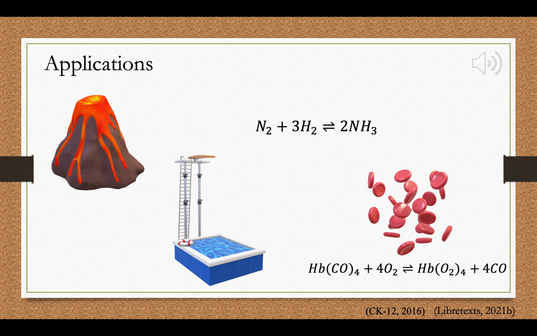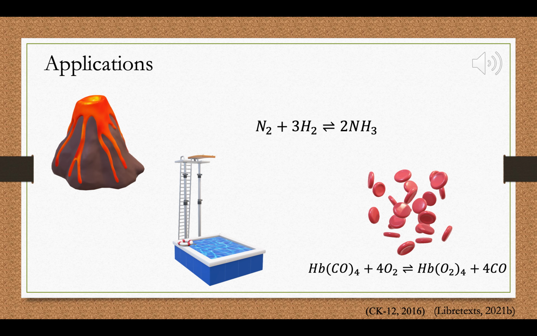Equilibrium is present in many real-world reactions where the reactants are not completely formed into products. As we saw previously, one example is in a volcano. The sulfur dioxide released during eruptions rises and reacts with oxygen to form sulfur trioxide. This sulfur trioxide will eventually react with water in the atmosphere to produce acid rain. Equilibrium concepts can also be used in swimming pools to adjust the pH if it's too high or too low.